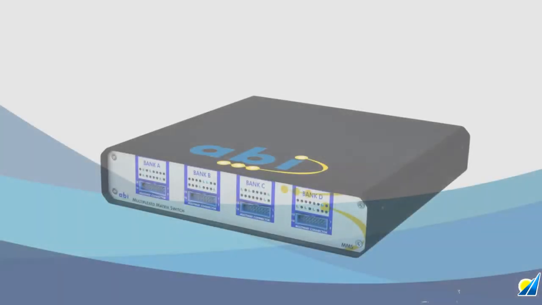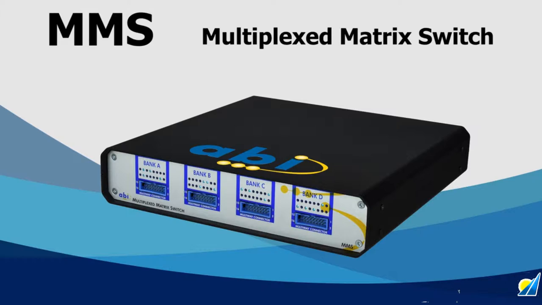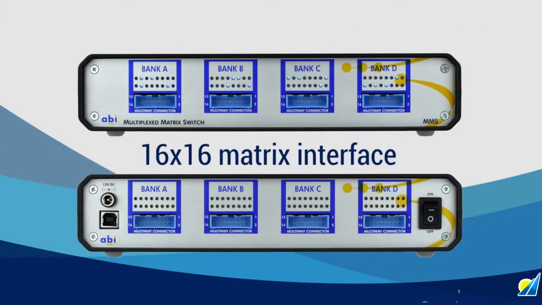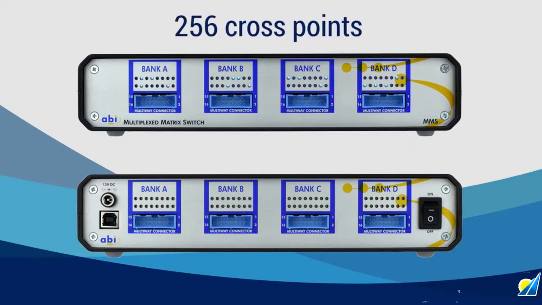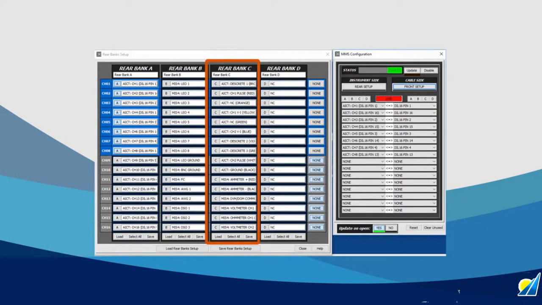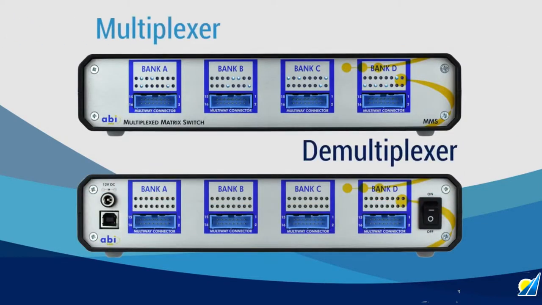Hi, today I'm going to show you how the new Multiplexed Matrix Switch, or simply MMS, works. The MMS is a 16x16 matrix interface that offers 256 cross points to connect any channel to any channel with up to 16 unique paths at a time. It can also be used as a multiplexer or demultiplexer.